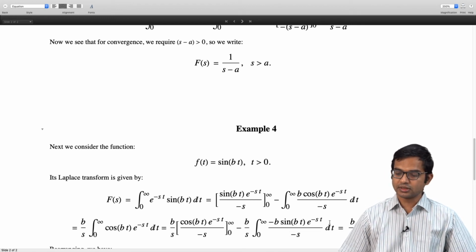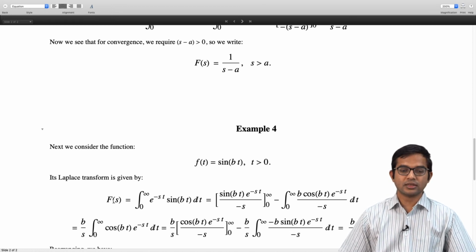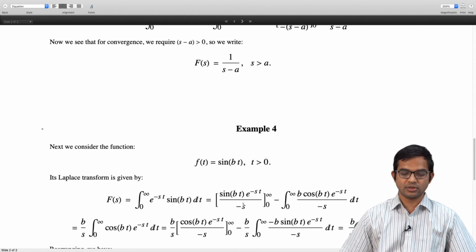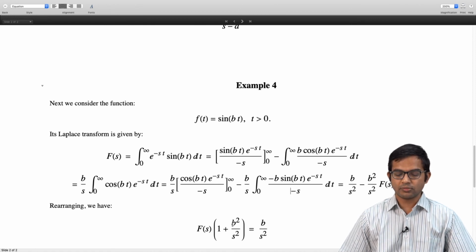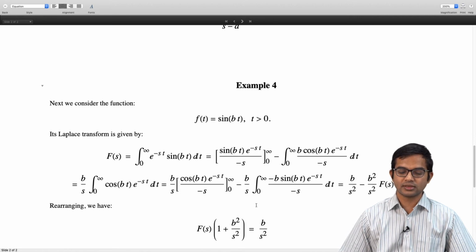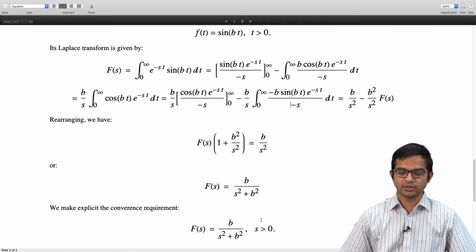And then this integral is something that is minus b squared over s squared times the Laplace transform of the sine of bt itself. So in fact we have managed to show that the Laplace transform of this function is equal to b by s squared minus b squared by s squared times the Laplace transform of the same function, right? So we can rearrange, and then we have f of s times 1 plus b squared over s squared is equal to b over s squared. So f of s itself is just some simple algebra after this, and you get b over s squared plus b squared, right?